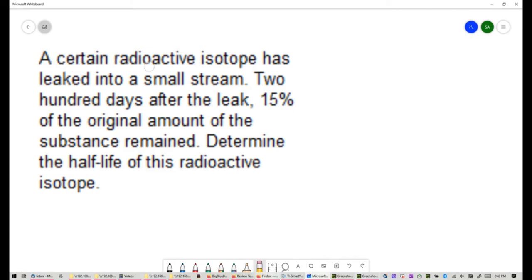A certain radioactive isotope has leaked into a small stream. 200 days after the leak, 15% of the original amount of substance remained. Determine the half-life of this radioactive isotope. So our goal is to figure out the half-life. The half-life is the time to decay to half of the original amount.